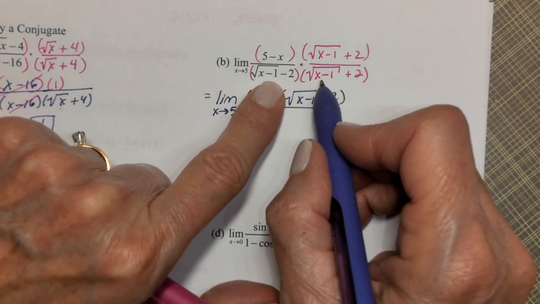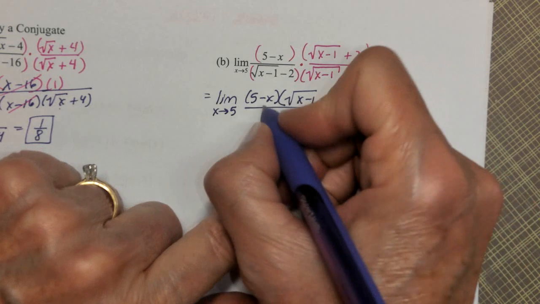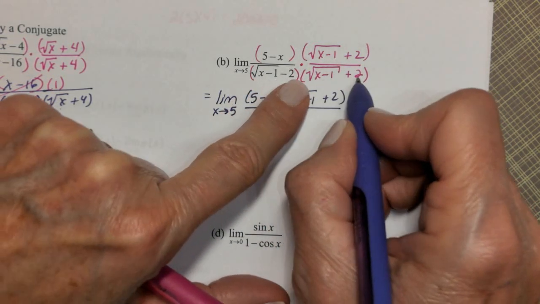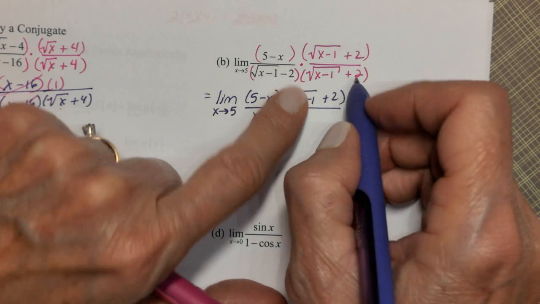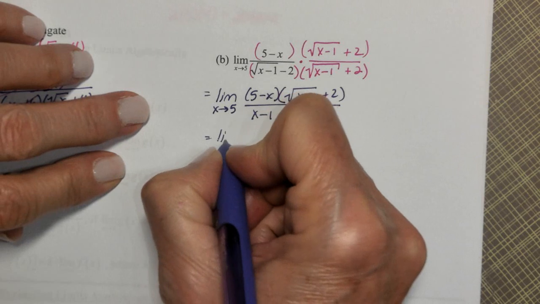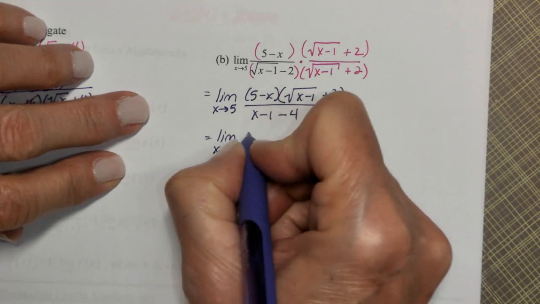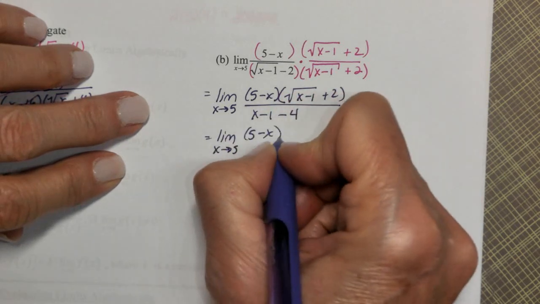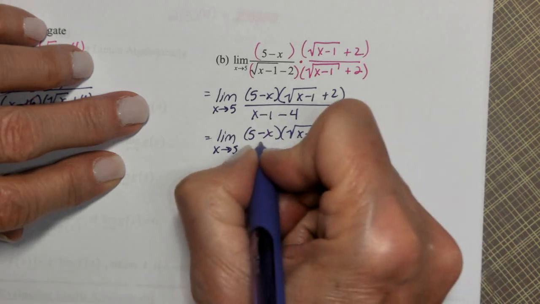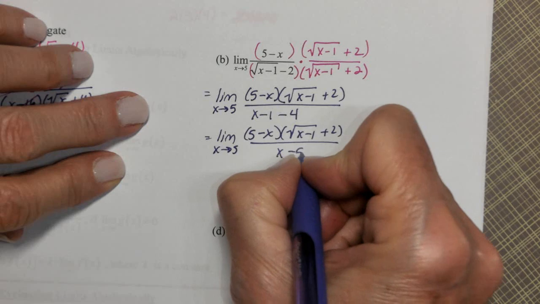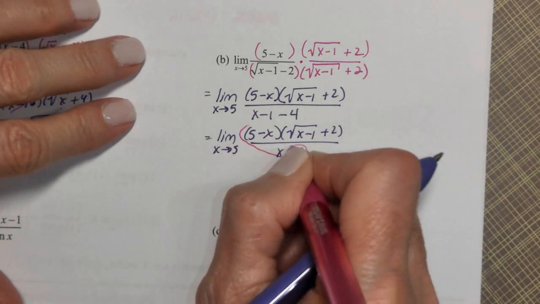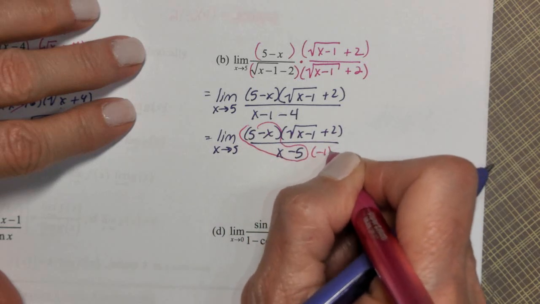So square root of x minus 1 times square root of x minus 1 is x minus 1. The middle term zeroes out. I'm left with negative 2 times 2, which is a minus 4. And we get, on top, 5 minus x, times square root of x minus 1 plus 2, divided by x minus 5. We found our hole. They're almost identical, but they reduce to a negative 1.